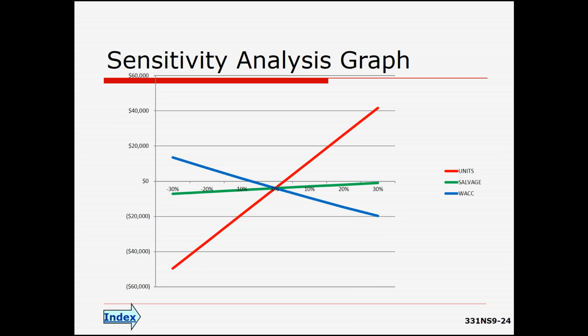The salvage value line, the green line, is the flattest and upward sloping. It's again a direct relationship. The cost of capital line, blue, is downward sloping, indicating an indirect or inverse relationship with NPV. When the cost of capital, the discount rate, goes up, NPV goes down. The steepest line indicates which variable has the most impact on NPV. This indicates which variable should receive the closest attention in forecasting.